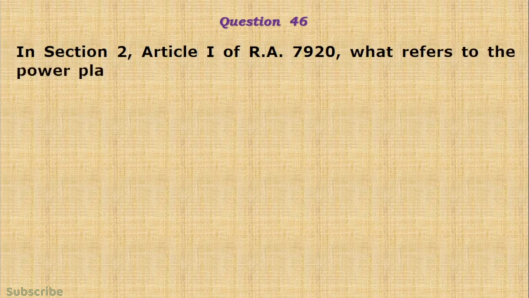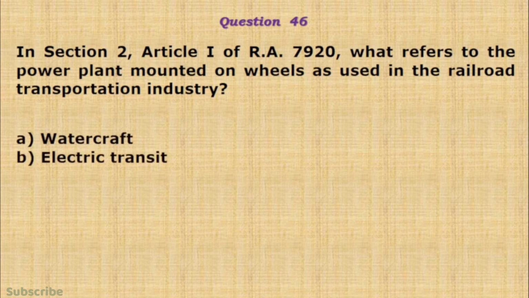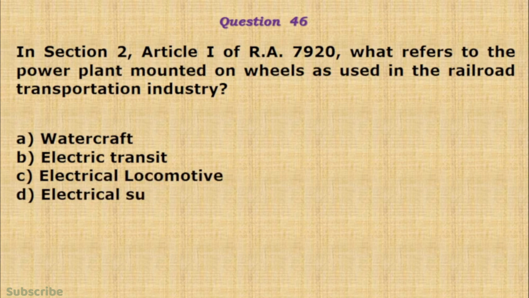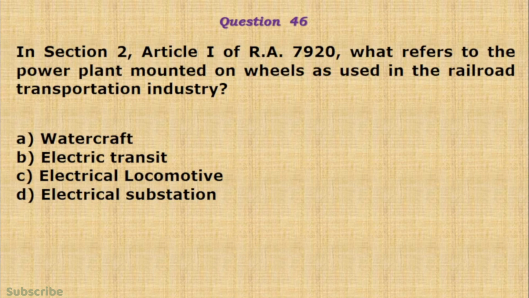Question number 46. In Section 2, Article 1 of RA 7920, what refers to the power plant mounted on wheels as used in the railroad transportation industry? A. Watercraft. B. Electric transit. C. Electrical locomotive. D. Electrical substation. The correct answer is letter C, electrical locomotive.